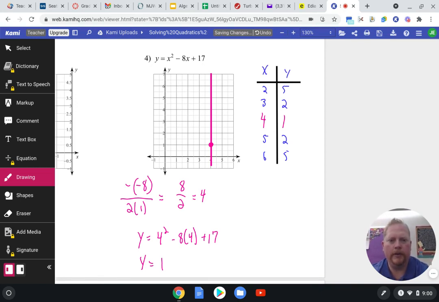All right, so if I plot those points, 2, 5, 3, 2. I already got my 4, 1, 5, 2, and 6, 5. Got my nice, easy U shape there. So now to figure out what the solutions are, let's just see where it crosses the x-axis. And in this case, that parabola comes down and doesn't even touch. So the answer to this is there's no solution.